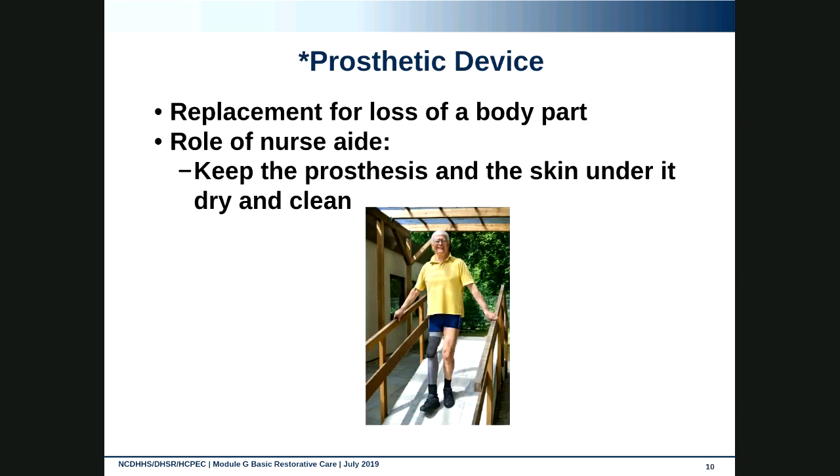So let's talk about the different assistive devices. The prosthetic device is a replacement for a lost body part. Some examples are an implanted lens in the eye, a cochlear implant behind the ear to help those who have a specific kind of deafness, hip prosthetics, hip replacements, and of course artificial body parts such as an artificial arm or an artificial leg. The nurse aide's role is to make sure these devices are taken care of. They are expensive, so we want to make sure that they don't fall or drop.